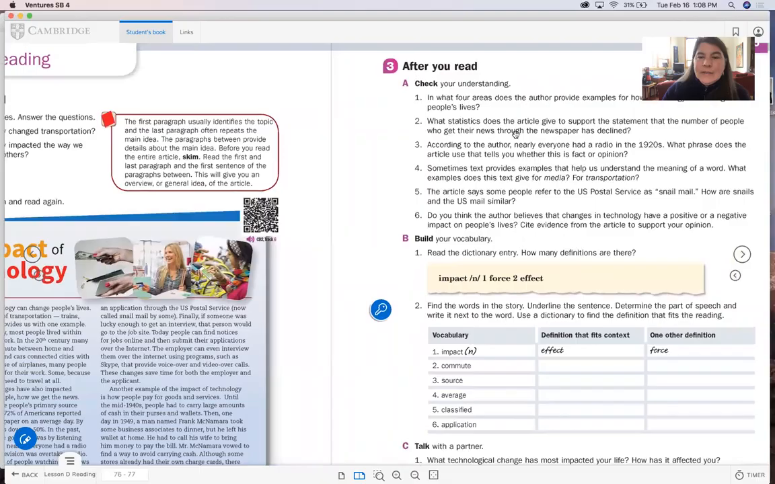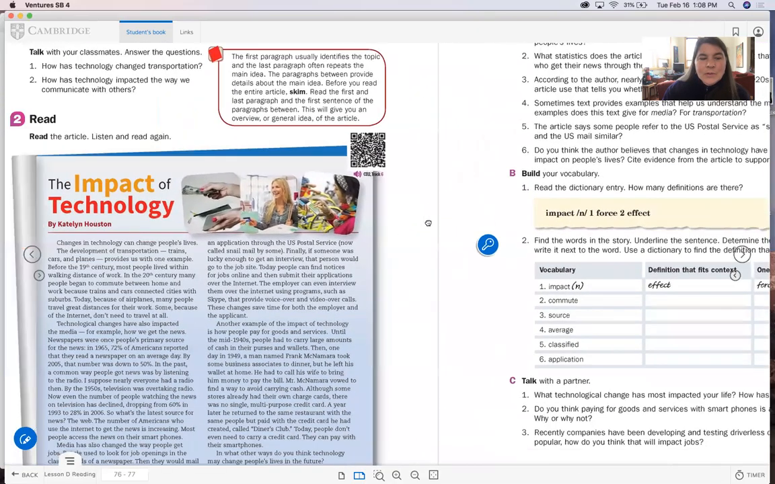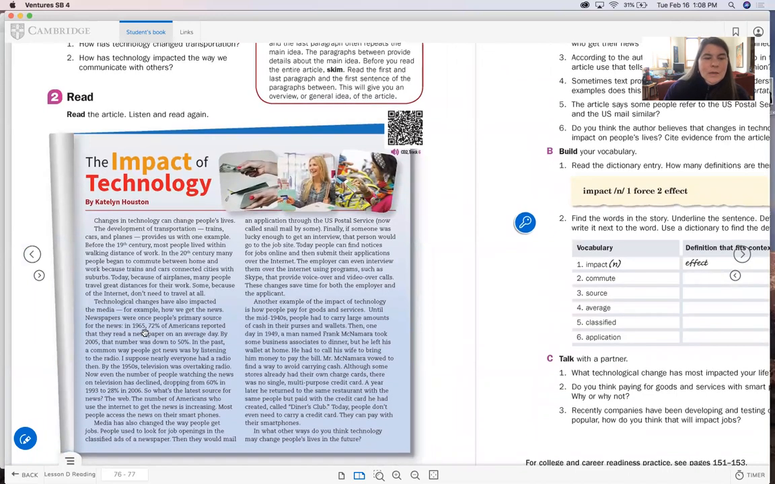What statistics does the article give to support the statement that the number of people who get their news through the newspaper has declined? Do they give some numbers? It's right over here. In 1965, 72% of Americans read a newspaper, and in 2005, the number was down to 50. So from 72% to 50% over 40 years, okay?